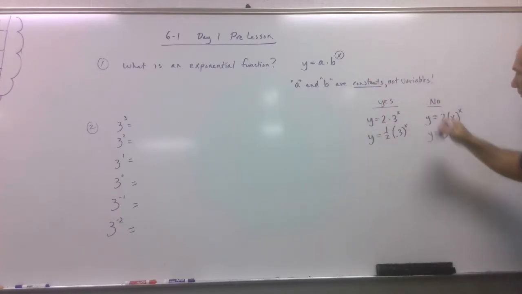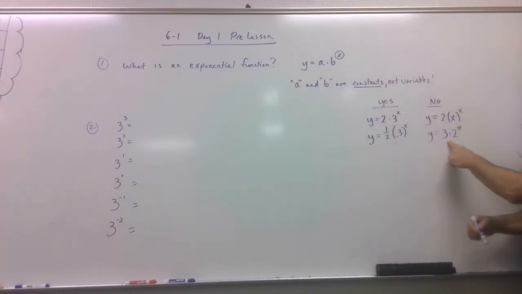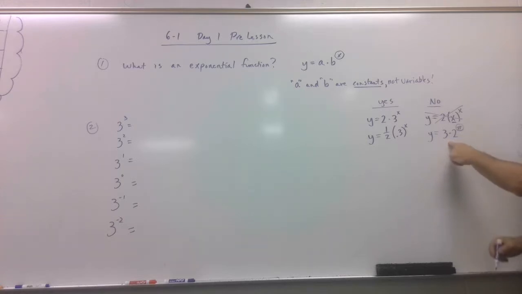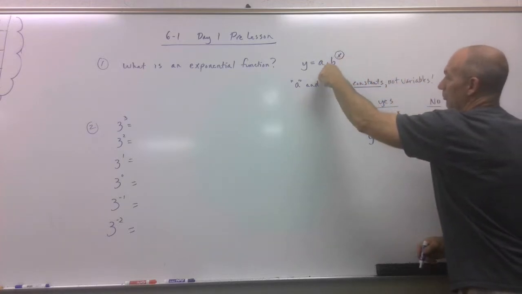So it's like, yep. All right, how about, why are these no's? Well, because my B is a variable. So that can't work. What's wrong with this one? Well, that pi up there is actually a number, 3.14. We need a variable up there in order for it to be considered an exponential function.